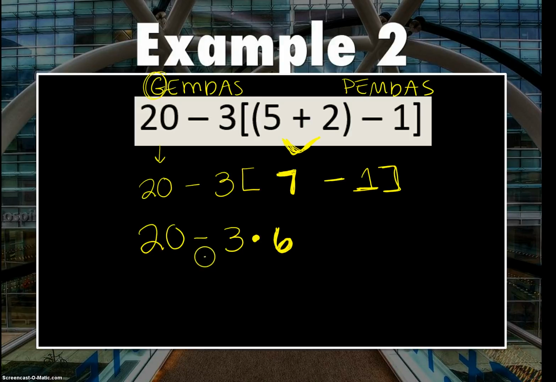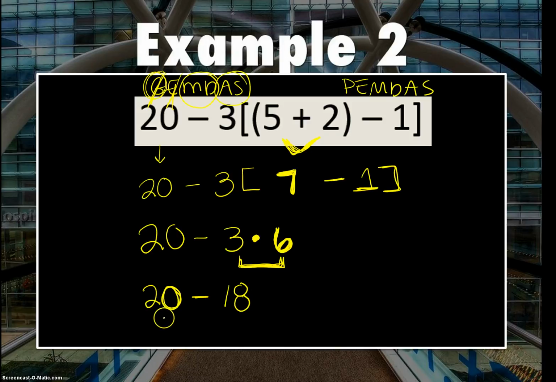Now I have 20 minus 3 times 6. I don't have any grouping symbols, I have no exponents, but I do have multiplication and division. So I'm going to multiply or divide before I add or subtract. So I keep the 20, and then I'm going to multiply 3 times 6. The product of 3 and 6, that means the answer to a multiplication problem, is 18. Now I can find the difference. Addition and subtraction is always last, in order from left to right.